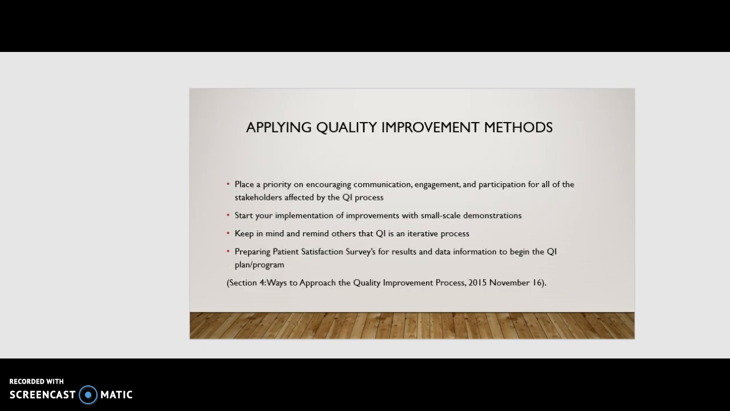Applying quality improvement methods. Place a priority on encouraging communication, engagement, and participation for all of the stakeholders affected by the QI process. Start implementation of improvements with small-scale demonstrations. Keep in mind, and remind others, that QI is an iterative process. Preparing patient satisfaction surveys for results and data information to begin the QI plan and program.